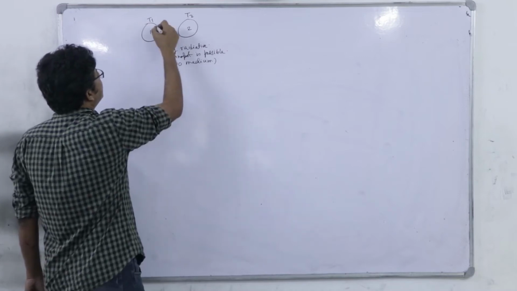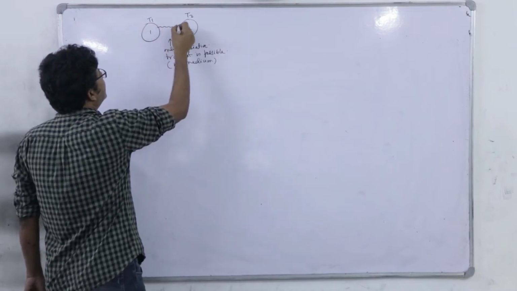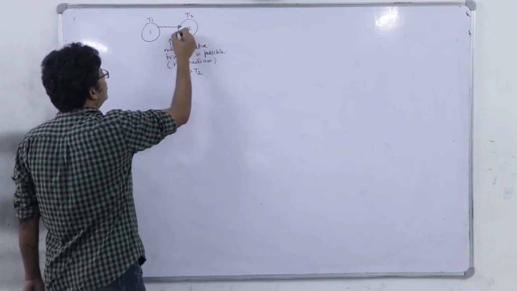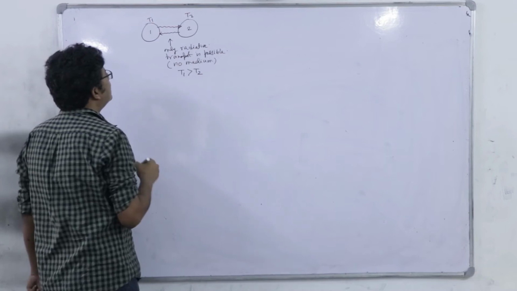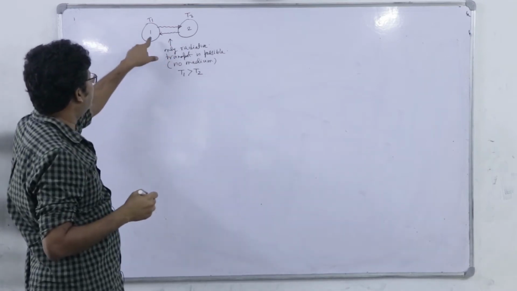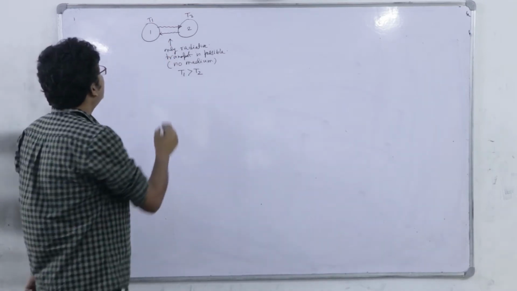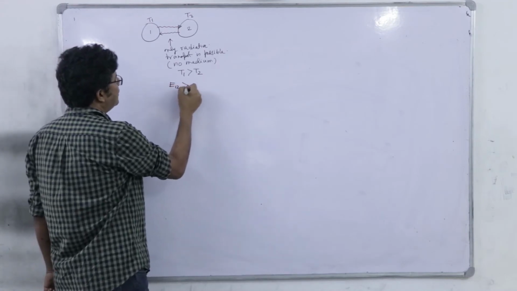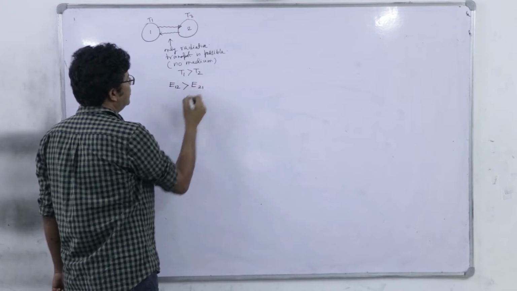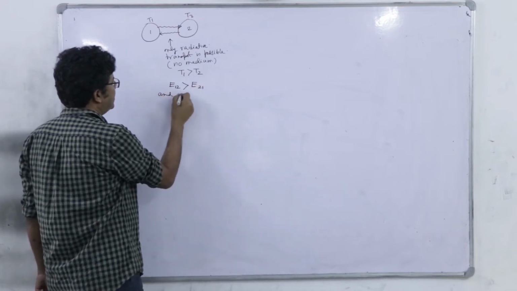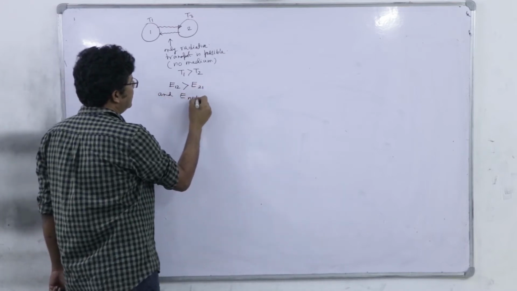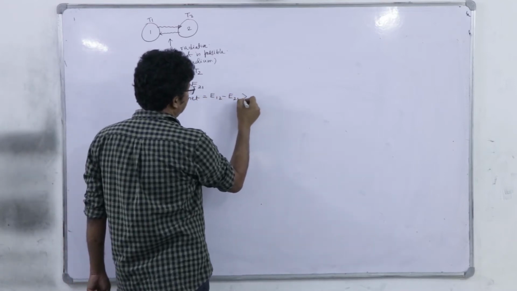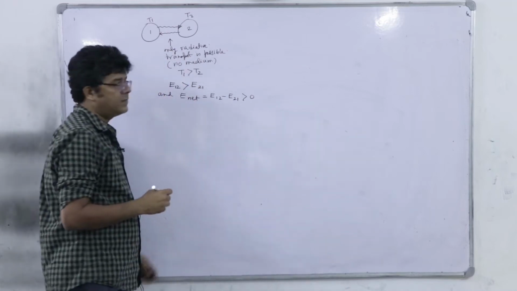So, the point is, 1 will transfer heat to 2, let us consider T1 is greater than T2, and 2 will simultaneously also exchange or deliver some heat to 1, right. However, E12 is higher than E21 and E net we can write as E12 minus E21 to be positive.